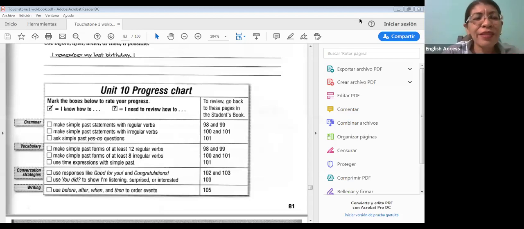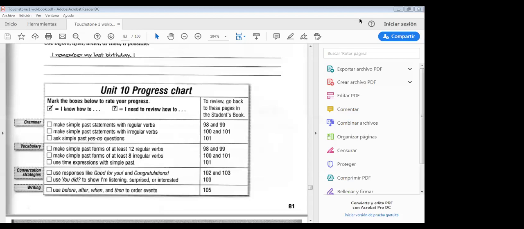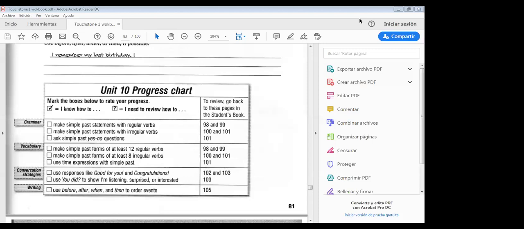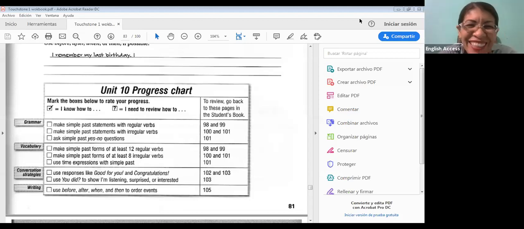Last year, last month, yes. Last Friday. Yes, correct. Okay, let's continue with conversation strategies. Your responses like, good for you and congratulations. Do you remember the other expressions? Happy birthday. Happy birthday, yes. You poor thing. Yes, you poor thing. Happy the rest.